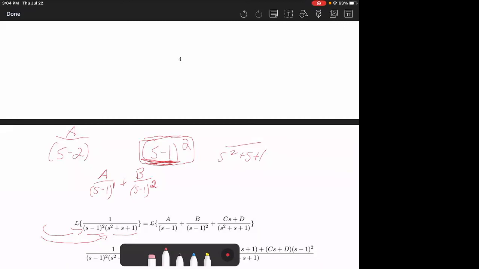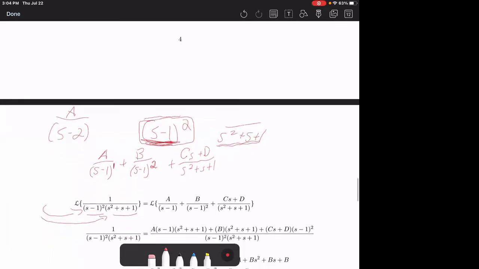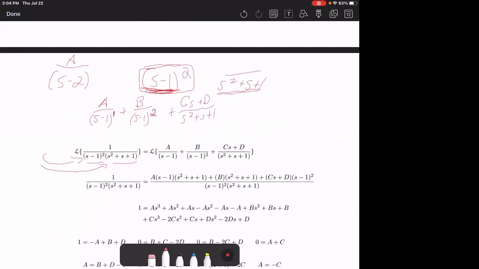But now we need to know how to deal with this s squared plus s plus 1. Since it doesn't factorize well, we need the numerator to express every possible numerator that could arise. And it could be that it's not just a constant. It could be something times s plus D. It could be something linear. So we're going to put Cs plus D to represent all of the possible linear functions that could be in that numerator.